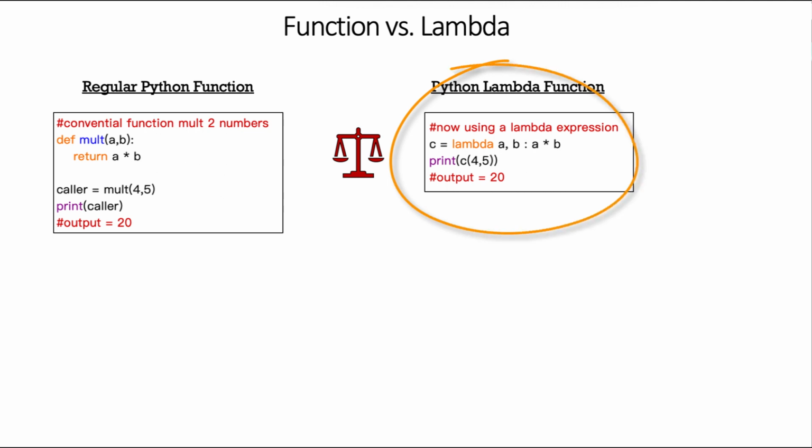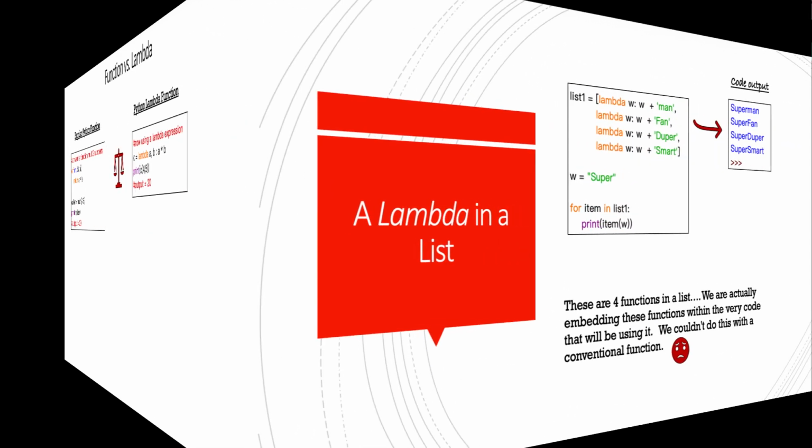Now on the right-hand side, we're going to do the same exact thing, only we're going to use the lambda expression or the lambda function. c = lambda a, b: a * b. We print c with the values of 4 and 5, and we get 20. So two less lines of code. This would be a perfect place for us to use a lambda function rather than a conventional Python function.